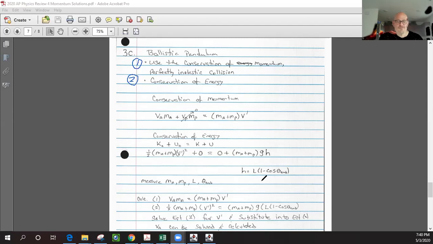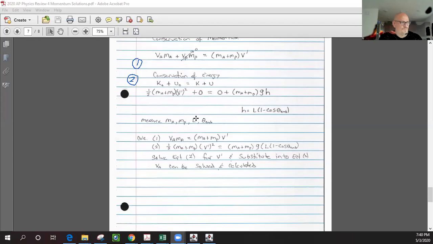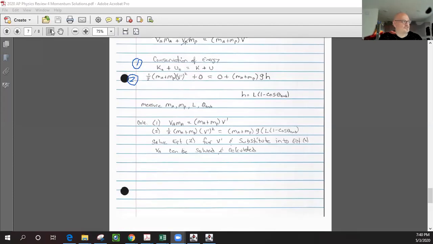Now, what do we have to measure to do this experiment? We have to measure the mass of the arrow, the mass of the pumpkin, the length of the pendulum, and also the angle theta. This is what we have to measure. If you don't say this, then you might get marked down, so make sure you state that we have to measure these. Then scroll down here to show our necessary calculations.